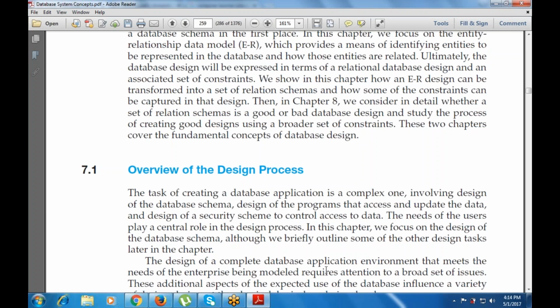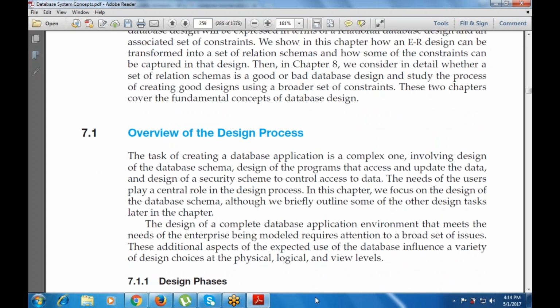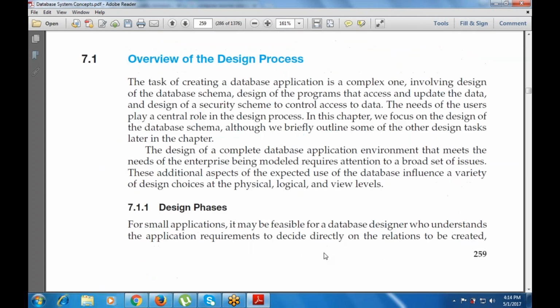The main focus is on the design of the database schemas, although we briefly outline some of the other design tasks also. The design of a complete database application environment that meets the needs being modeled requires attention to a broad set of issues. And this additional aspect of the expected use of the database influences a variety of design choices at the physical, logical, and view levels.